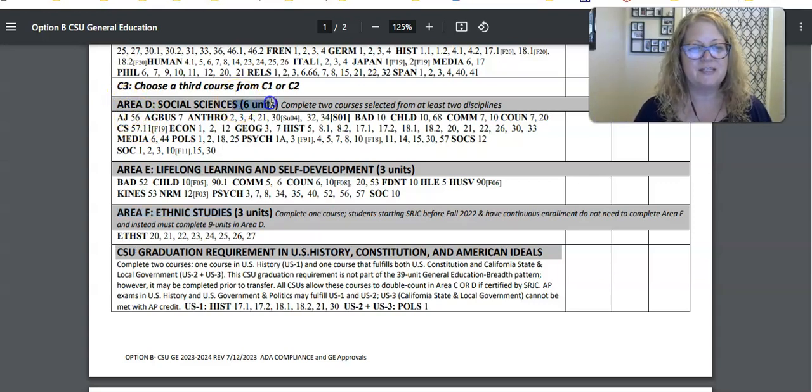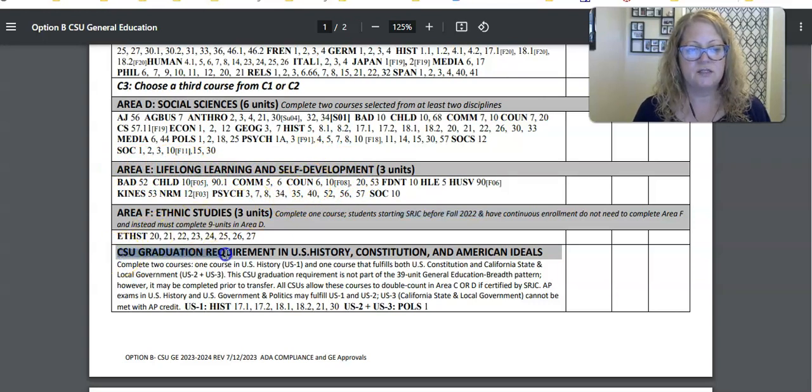You're going to do 6 units in Area D and 3 units in Area F. So it's still 9 units. That didn't change. They just added the ethnic studies. So if your catalog rights go back, let's have a conversation about that, because maybe you're not going to do this, okay? And then Area E is lifelong learning and self-development, and you need 1 class in there.